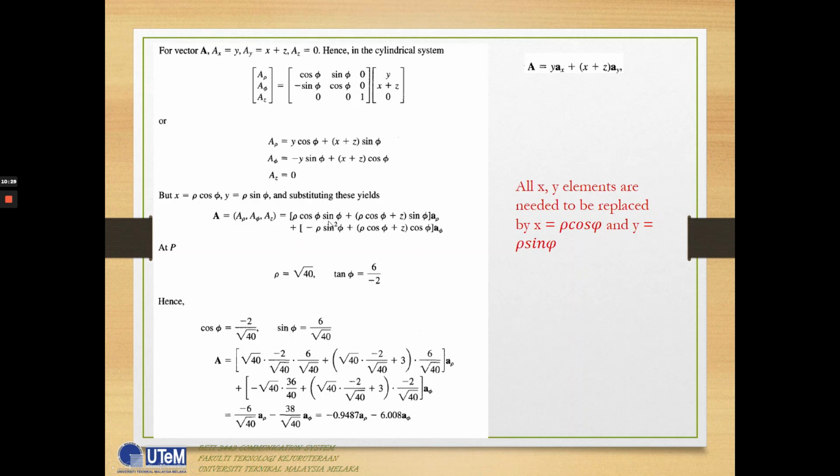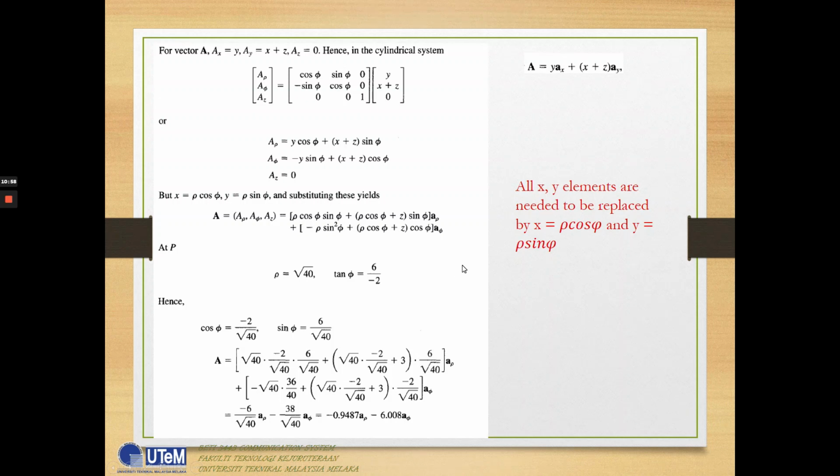So the phi value is known, so cos phi and sine phi can be dealt with either way. You directly put, or you find directly cos and sine, no problem. From tan, it's up to you how you're gonna do it, but you need to replace those values here for this vector at P point. So then you get this one. So the cylindrical representation has been done.